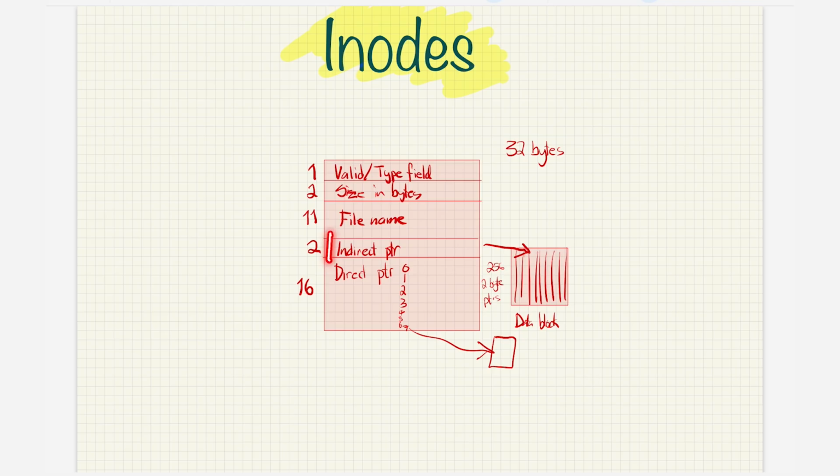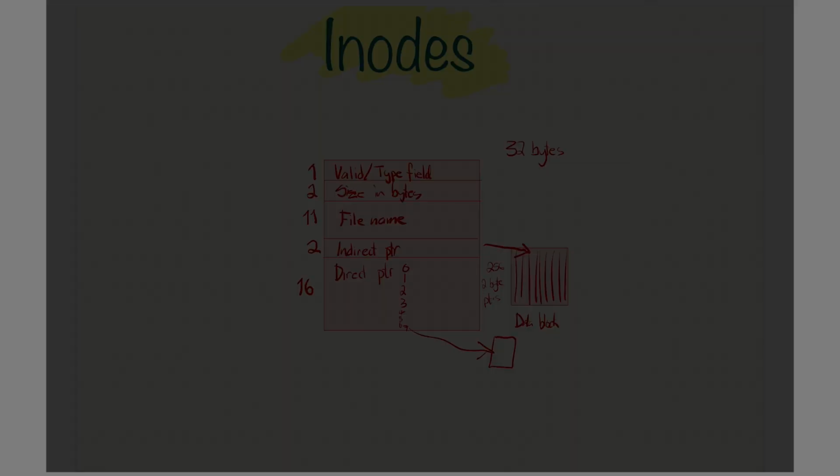Then we have an indirect pointer, which points to a data block which is being used for 256 2-byte pointers. And if we're talking about files, these pointers will point to different blocks, so the index of the block on disk. And if this is a directory, it will contain the inode. And then we have direct pointers, 8 of them, which point directly to different data blocks.